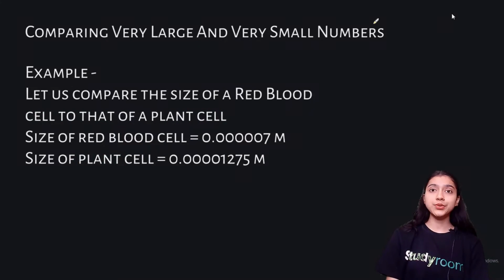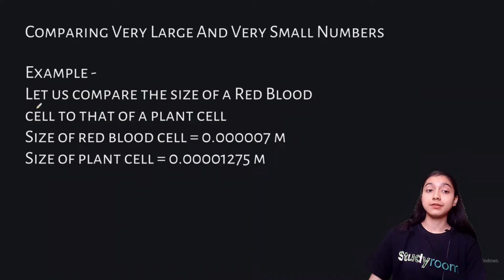Now let us try another example of the same kind. Let us compare the size of a red blood cell to that of a plant cell. In the previous question, we compared the diameters of the sun and the earth. In this question, we will be comparing the size of the red blood cell and the plant cell. So what we have to do is convert the sizes into standard form and then divide them.